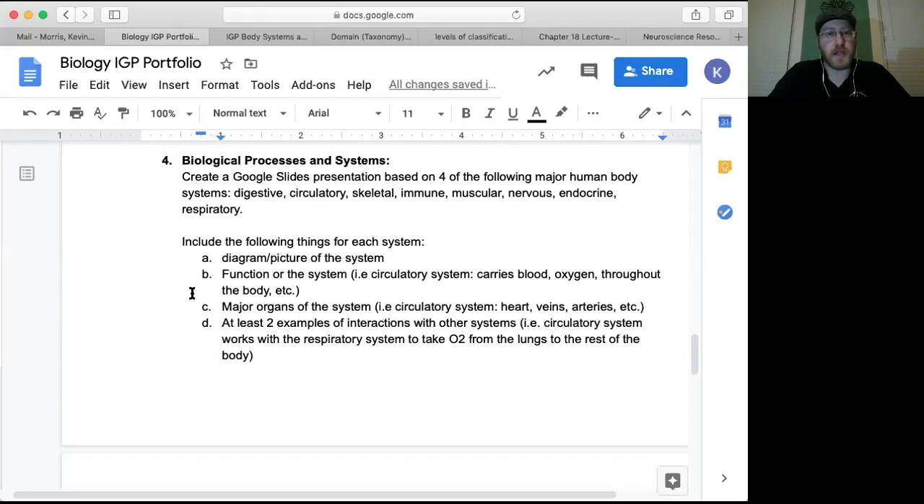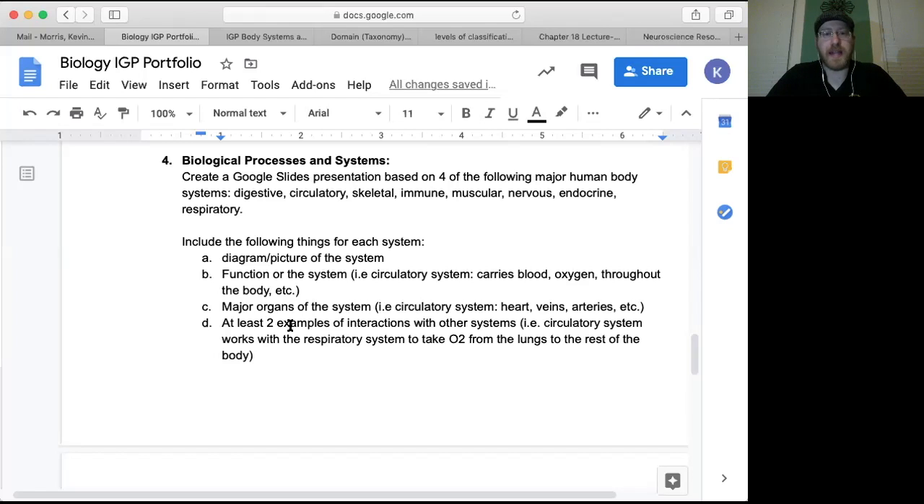Once you choose that, you will answer each one of these for each of the 4. So you'll have a diagram or a picture of the system. You will include a function of the system. In other words, the circulatory system, what does it do? Well, it carries blood and oxygen throughout the body, and so on. What are the major organs of the system? For the circulatory system, there's the heart, veins, arteries, capillaries, and blood, right? White blood cells, red blood cells, all of those kinds of things.